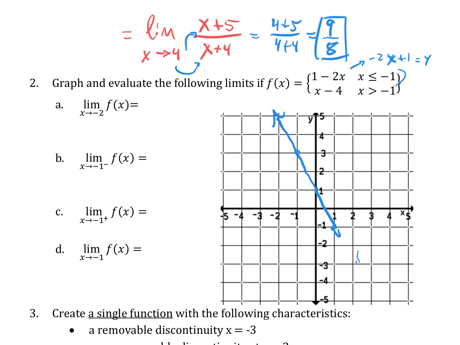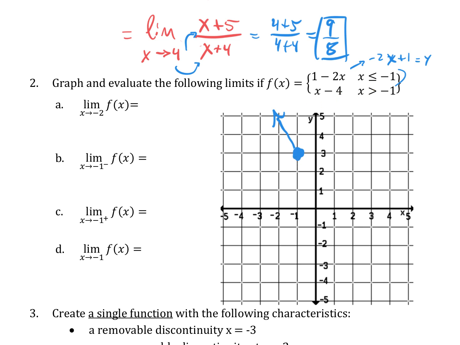But we want everything to the left of negative 1. So we're going to erase everything that doesn't have an x value less than negative 1. The x value has to be less than or equal to. So we have or equal to, so that means we're filled in here.